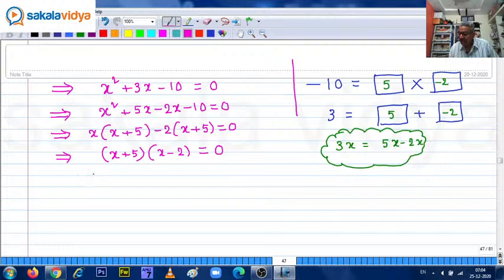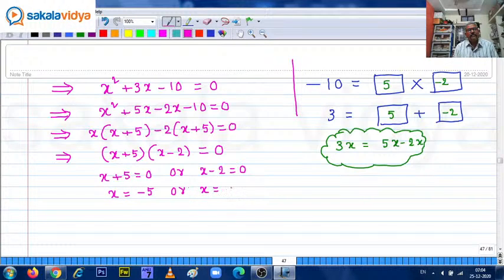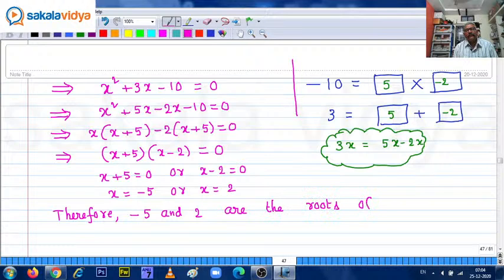So we can write, yes, absolutely correct, x plus 5 equals 0 or x minus 2 equals 0. So x equals minus 5 or x equals 2. Therefore minus 5 and 2 are the roots of the given equation.